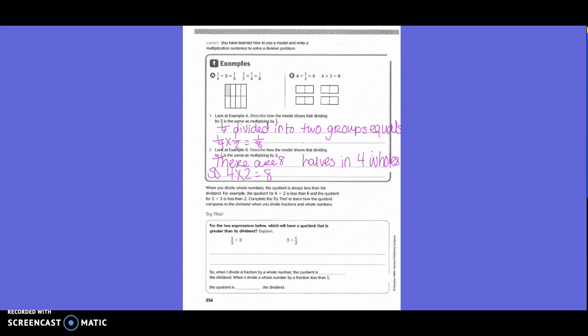When you divide whole numbers, the quotient is always less than the dividend. For example, the quotient for 6 divided by 2 is less than 6, and the quotient for 2 divided by 3 is less than 2. Complete the try this to learn how the quotient compares to the dividend when you divide fractions and whole numbers. Try this. For the 2 expressions below, which will have a quotient that is greater than its dividend? Explain. So 3 divided by 1/2, because you would have 3 parts and break it into halves, getting 3 times 2, which is 6. So when I divide a fraction by a whole number, the quotient is less than the dividend. When I divide a whole number by a fraction less than 1, the quotient is greater than.